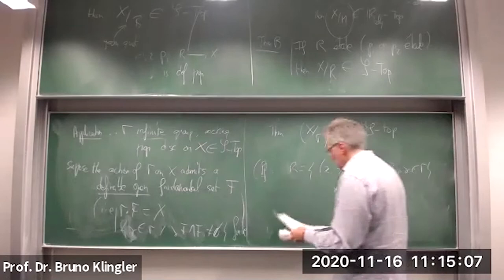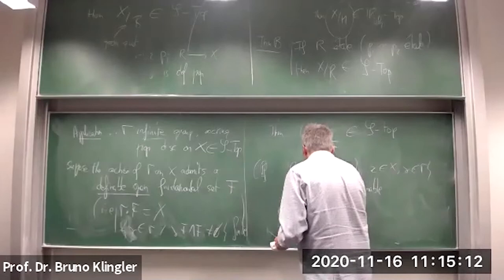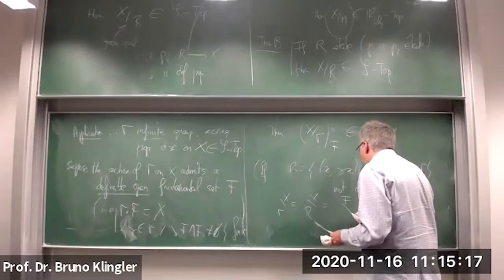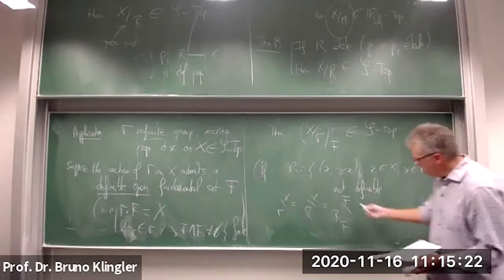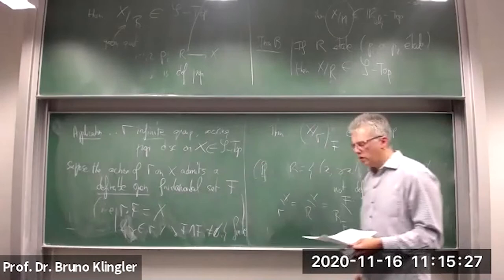To, so this is actually an X modulo relation, and you can restrict it to F modulo the relation induced on F by R. And now F is definable, and the restriction of R to F because of that condition becomes definable. Okay. So this gives you the structure you are looking for.